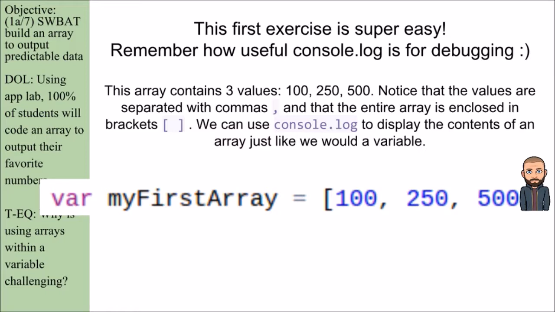Remember how useful this is for debugging. Here's my example code here. So it says this array contains 3 values. There's the 3 integers. Notice that the values are separated with commas and that the entire array is enclosed in brackets. Not curly brackets and not parentheses, but brackets.